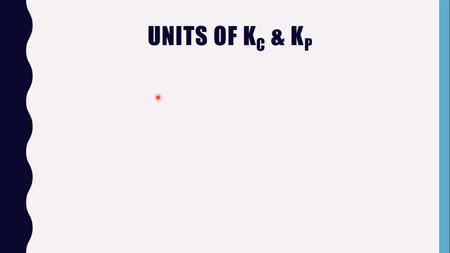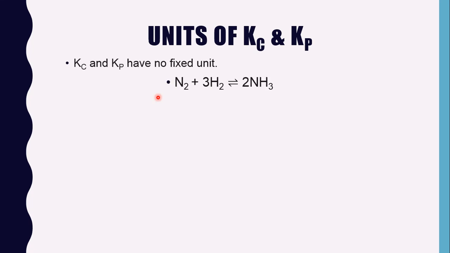Now come units of Kc and Kp. Dear students, Kc and Kp have no fixed unit. The unit depends on the mole number of reactants and products, or we can say it depends on the difference of mole number of products and reactants, that is del N. Suppose for this reaction, here del N equal minus 2.